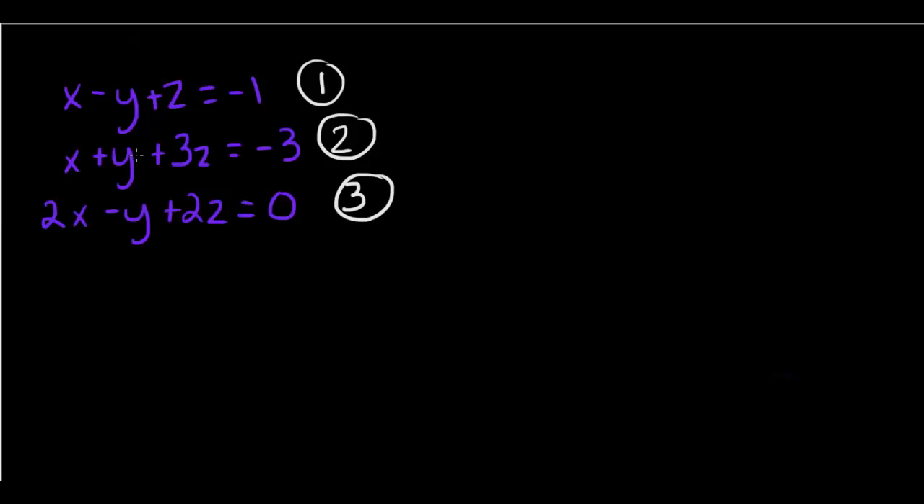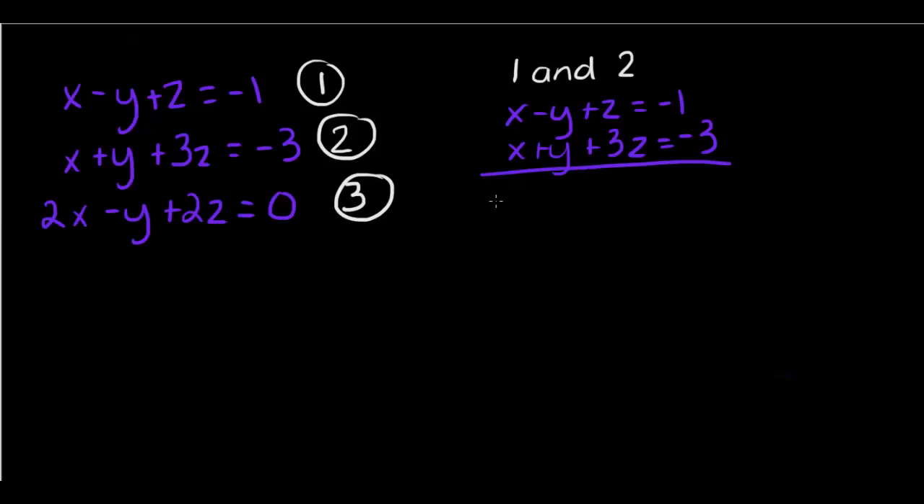And we're going to be combining the equations to eliminate one of the variables. I'm going to start by combining equations 1 and 2. Why? Because by combining 1 and 2, I will be able to get rid of the variable y. So that's what I want to do, get rid of one of them. So it will be x minus y plus z equals -1, and x plus y plus 3z equals -3. So now I'm going to combine them. x plus x is 2x, z plus 3z is 4z equals -4. And I'm going to number this equation, equation number 4.